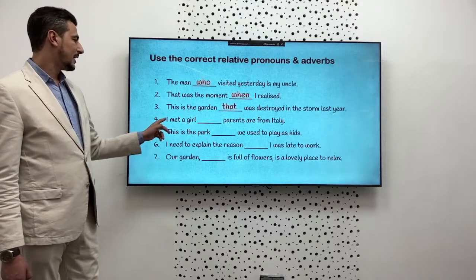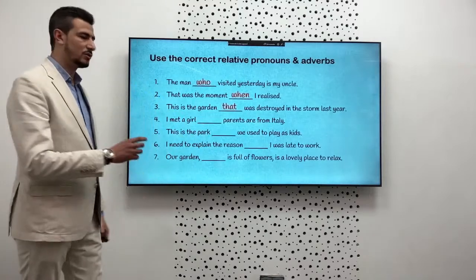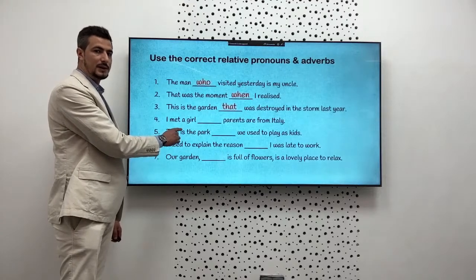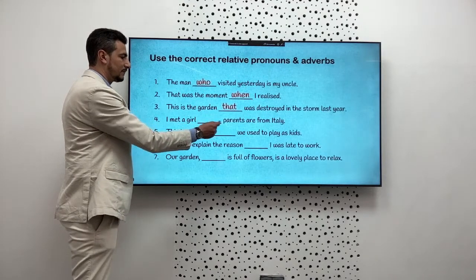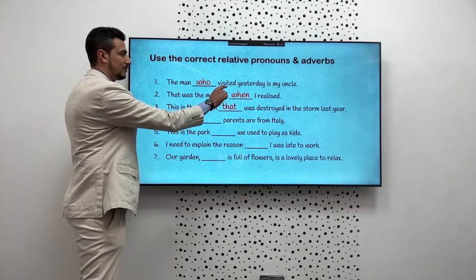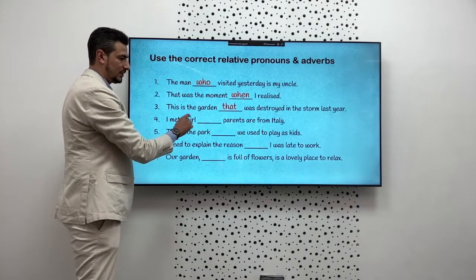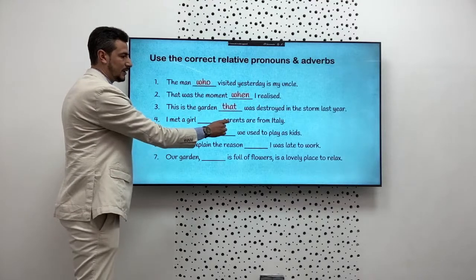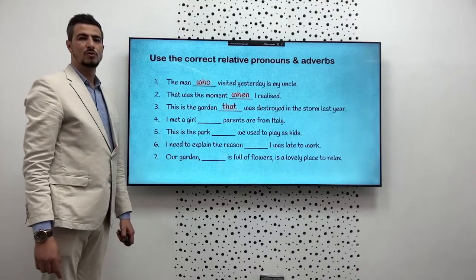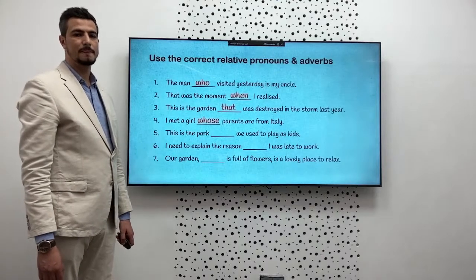Example number 4. I met a girl, parents are from Italy. Now you have to focus on this girl. She is a person, yes, but she doesn't do something. She has something. In this case, it's parents. Look at this one. Visited is a verb. So the man who does something. But in this case, the person here, which is the girl, has parents who are from Italy. So I met the girl, what? Whose parents are from Italy.